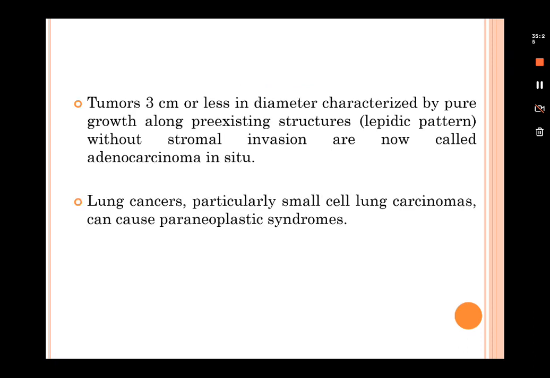Tumors of 3 cm and less than 3 cm grow along the pre-existing structures of the alveolar septae. It's called a lepidic pattern, seen in adenocarcinoma in situ or adenocarcinoma in general. You can see this in lung cancers, and particularly small cell lung carcinoma can cause paraneoplastic syndromes.